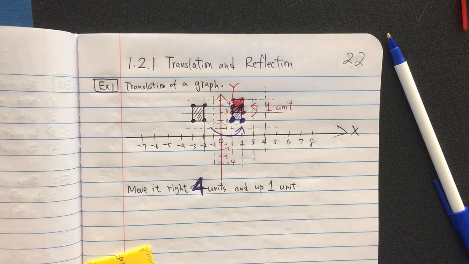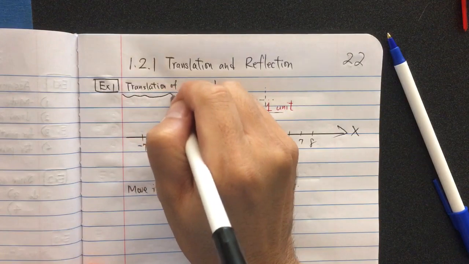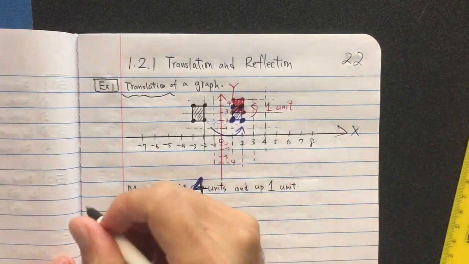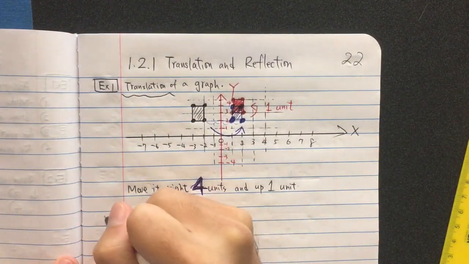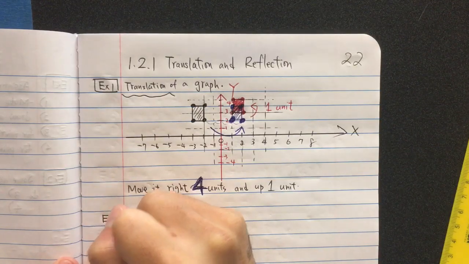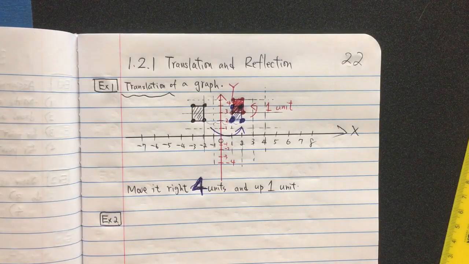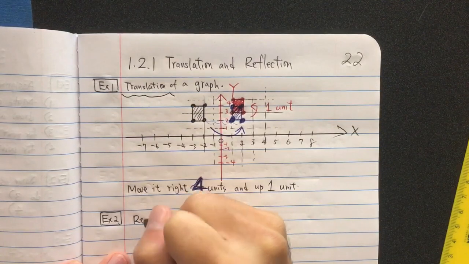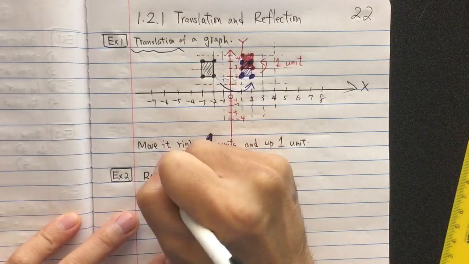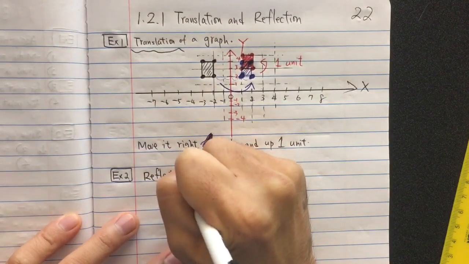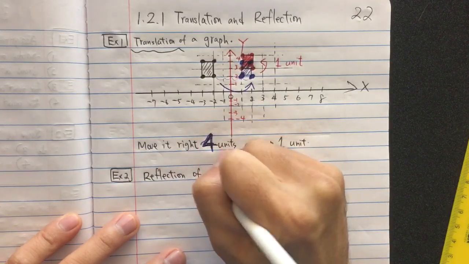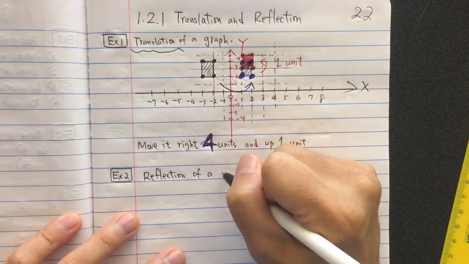Okay, that's about the translation. I think this one should be easy. Now, let's do example 2. Now we will talk about reflection, reflection of a graph. That's a little different from translation.